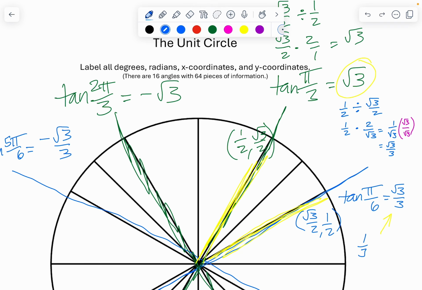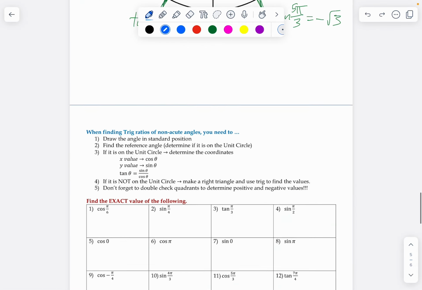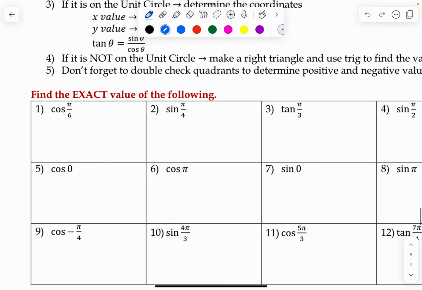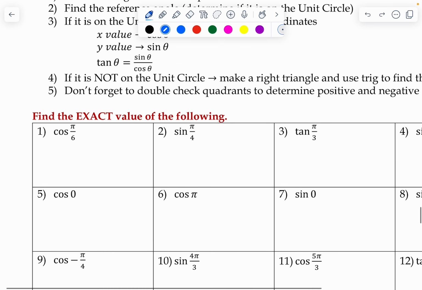So hopefully, let me see if I can clear that out because there was a lot of clutter. Okay. Hopefully that will help make sense. And now we're going to come down here and look at these problems. They say, find the exact value of the following. So cosine of pi over 6.